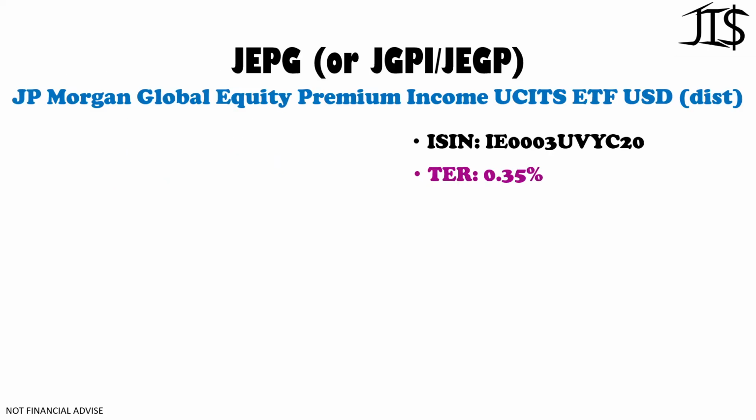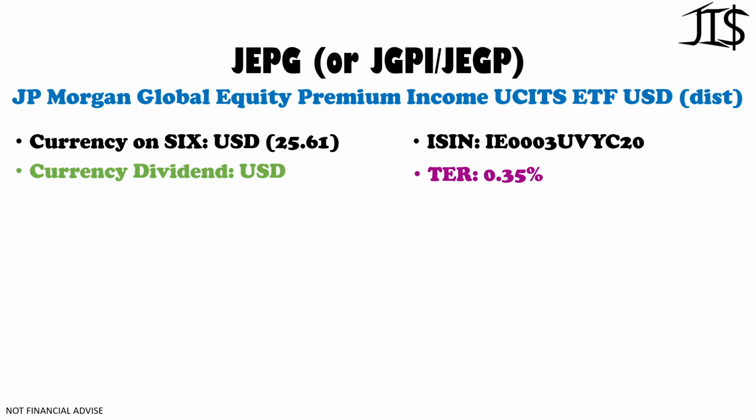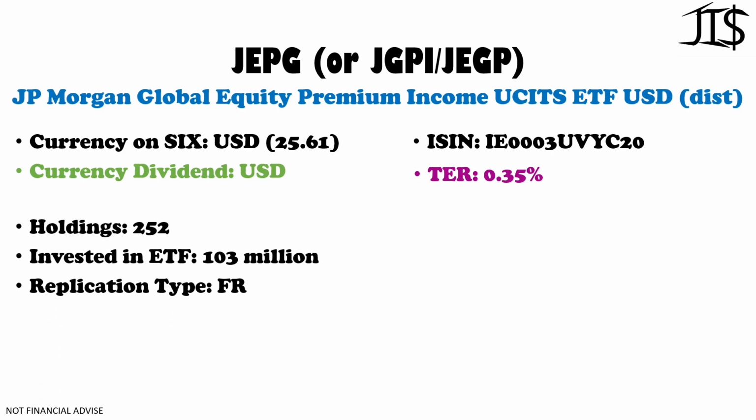So the first one, you have the JP Morgan Global Equity Premium Income, the JEPG. It's noted in US dollar on the SIX stock exchange, $25.61 right now. The dividend is distributed in US dollar. The total expense ratio is 0.35%. You have 252 companies in this ETF. It's a fully replicated one, and there is 103 million invested into this ETF.